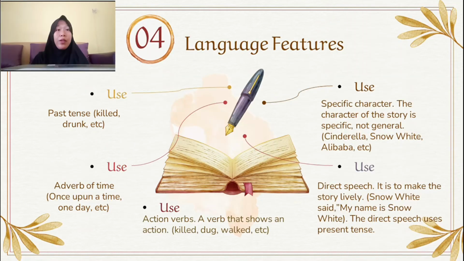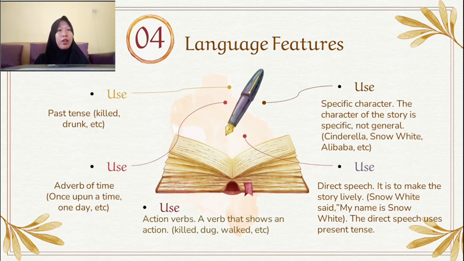And then, I want to explain about language features. In narrative text, we use specific characters. The characters of the story are specific, not general. Example, Cinderella, Snow White, Alibaba, and any others. And then, narrative text uses direct speech. It is to make the story lively. Example, Snow White said, "My name is Snow White." The direct speech uses present tense. And then, narrative text uses past tense. Example, killed, drunk, and any others.